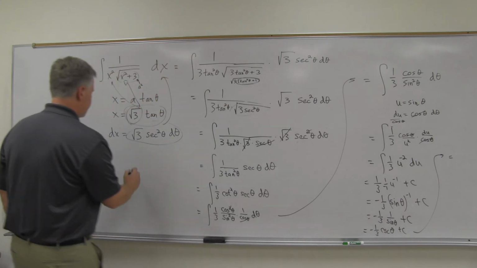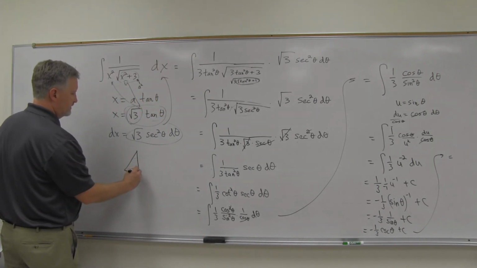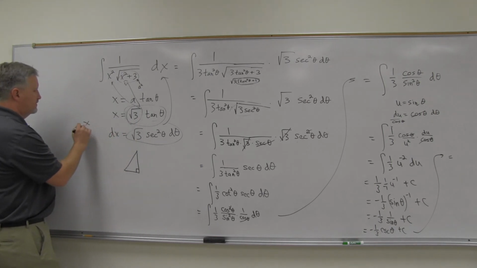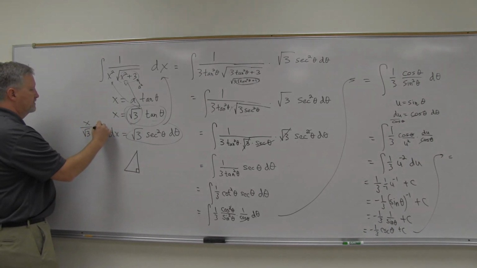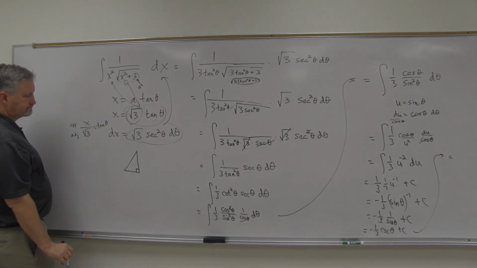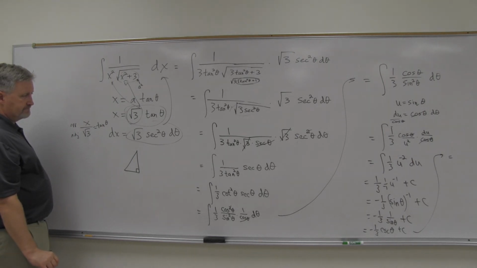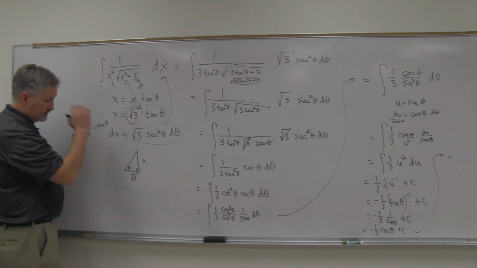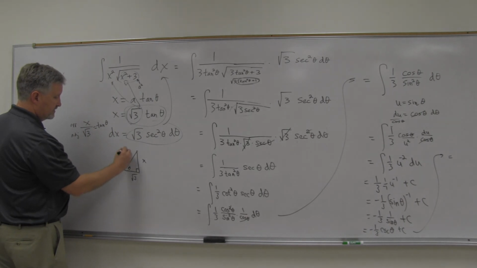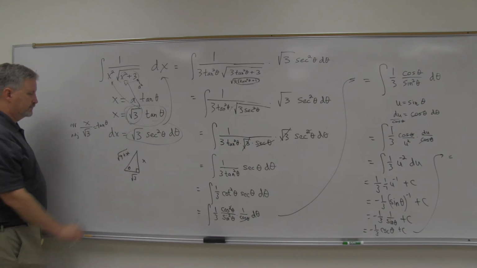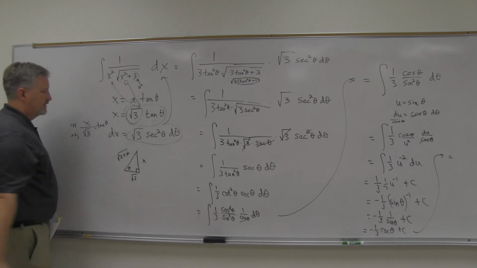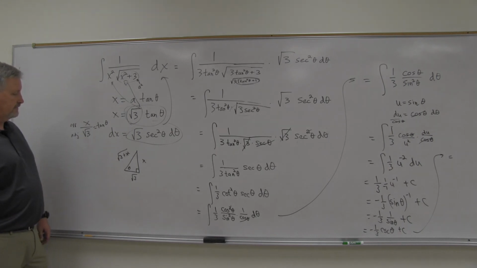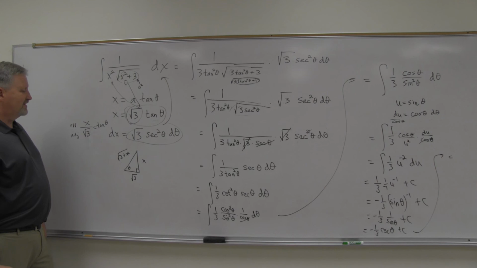So how are we going to get the sine? Well, let's come back over here. We've got x over the square root of 3. That's my tangent. And so that's my opposite, and that's my adjacent right there. So that's theta. So the opposite's x, adjacent is square root of 3. We'll need the hypotenuse, so the hypotenuse is going to be the square root of that squared plus that squared. Square root of 3 squared, so it's 3, plus x squared.